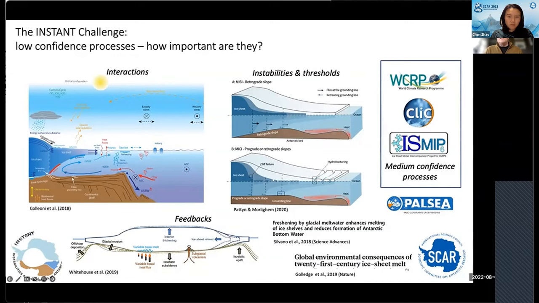There are other positive processes as well that I've just listed here. They're obviously the freshwater melt. As you melt an ice sheet, the freshwater cap that goes on the ocean can enhance the advection of warm deep water into the cavities melting the ice sheet. So this is our wheelhouse. This is the INSTANT focus for the next six odd years.